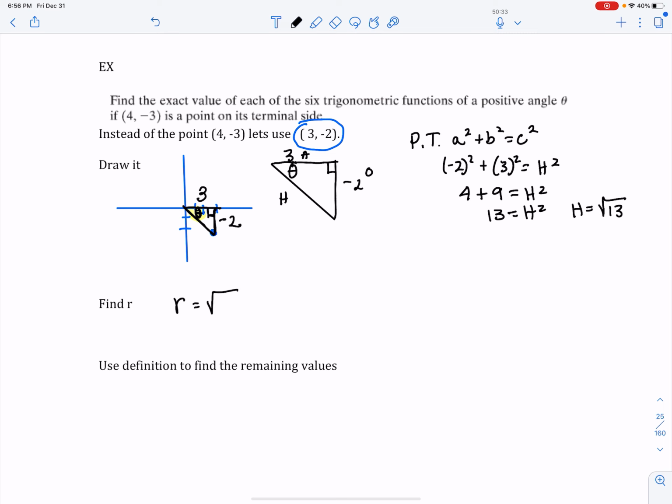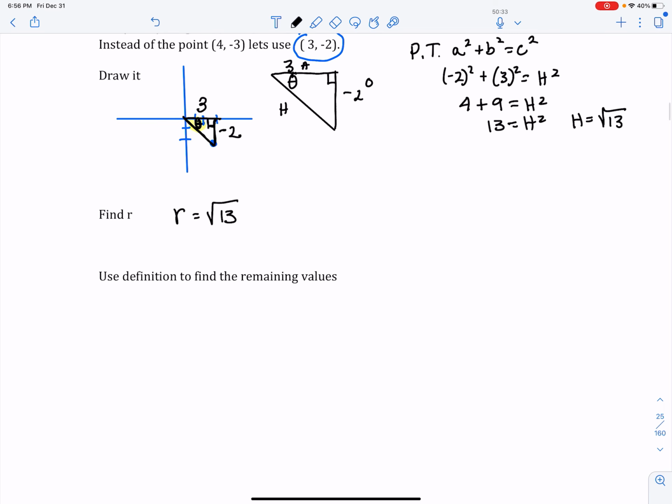R equals the square root of 13. So at this point, you can either use the first definitions you learned, or you can use the definitions we just went over, because like I said, they are the same thing. They are the same thing if you are able to draw this out like I just did. Okay, so sine. The definition that they gave was y over r, or opposite over hypotenuse.